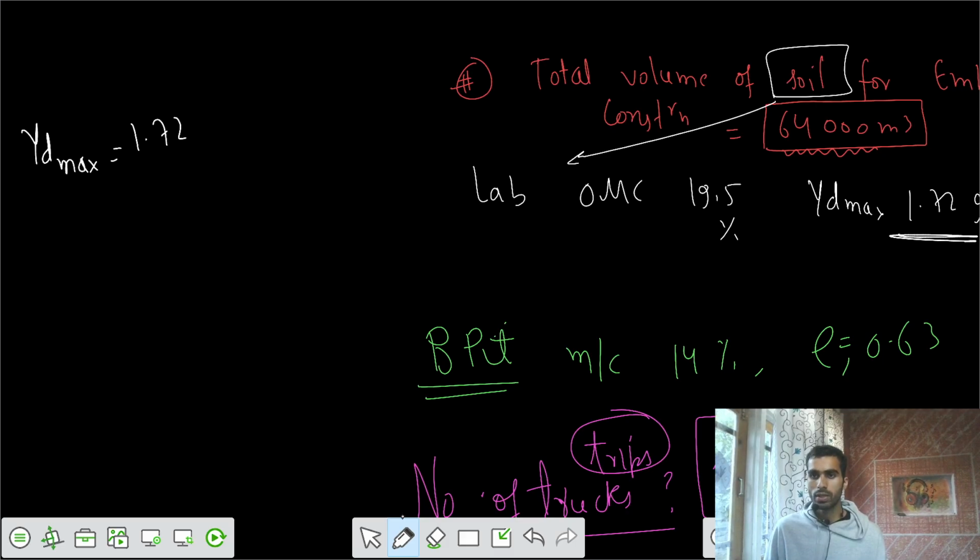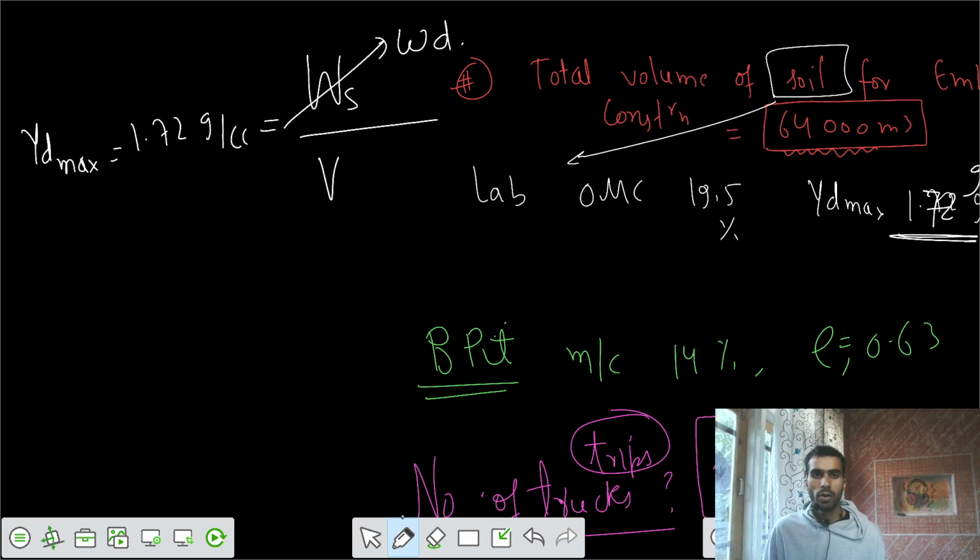1.72 grams per cc. So this is actually equal to the weight of the solids, that is the dry weight of the soil, divided by the dry volume of the soil. I would say your dry volume of the soil is actually the total volume of the soil, 64000 meter cube.